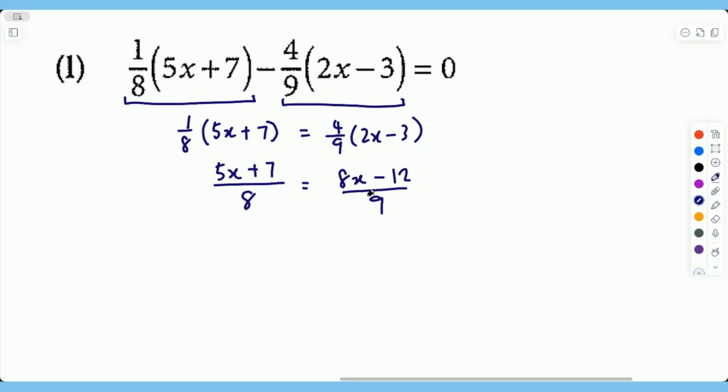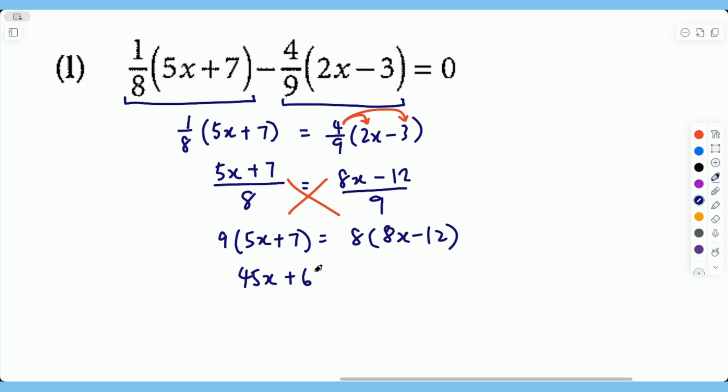Okay, so I keep the denominator as 9. And I multiply 4 with 2x. And I multiply 4 with negative 3. Now we have 2 single fractions on each side. We will cross multiply. That gives us 9 times 5x plus 7 and 8 times 8x minus 12. We will continue to do expansion for both sides. That gives us 45x plus 63 is equals to 64x minus 96.